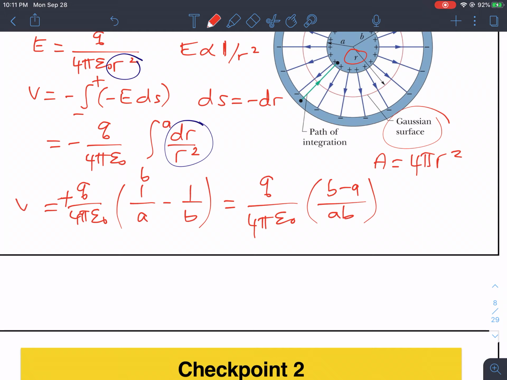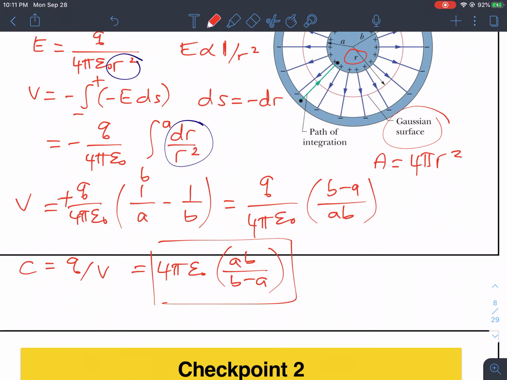That's the potential. The only thing left is C equals Q over V. Once again, the Q's are going to go away and everything will flip because V is at the bottom. So we will have 4 pi epsilon naught a b over b minus a. Now this is the capacitance for a spherical capacitor.